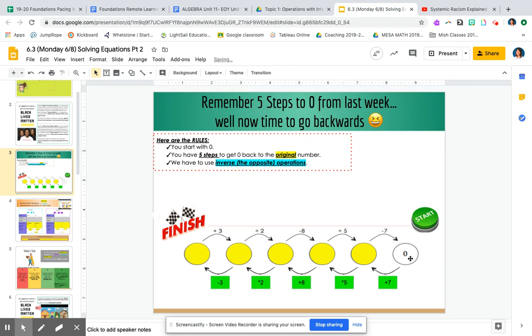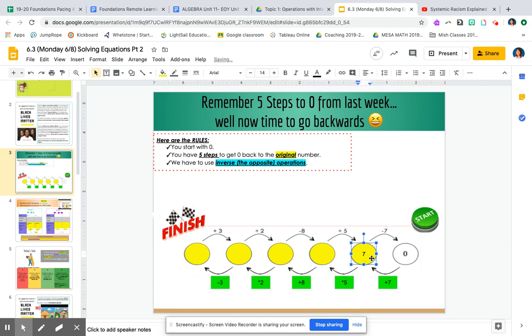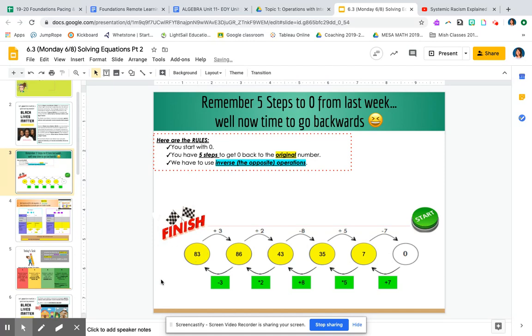All right, so let's figure out what this is now. So I have 0 plus 7. So I'm going to go backwards. So what I'm doing are these two. 0 plus 7, that gets me the number 7. Now I do this yellow and the green together. So 7 times 5, that gets me 35. 35 plus 8, that gets me 43. 43 multiplied by 2, that is 86. 86 minus 3, that gets me 83. So the original number of the game was 83.